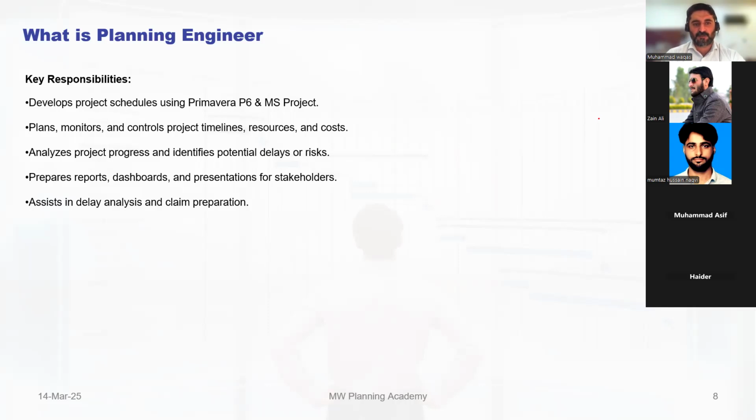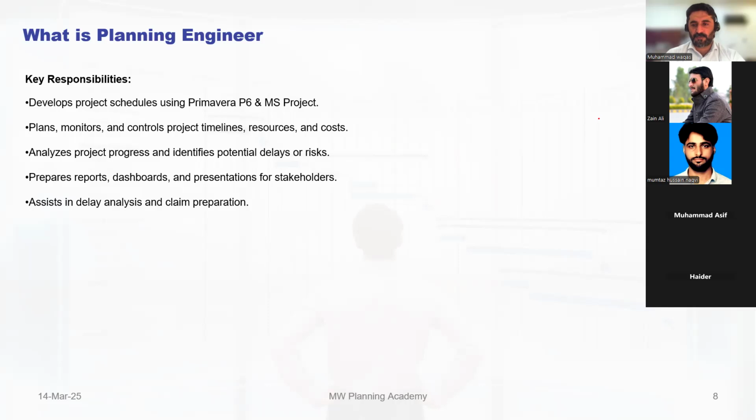We analyze the project progress. When we say project progress, planning engineers go to site every day. They take photos, they take updates from the site engineers. They are in coordination with all parties, starting from site team to technical team, procurement team, logistics, any department you name, the planning engineer should be involved and in line with them.